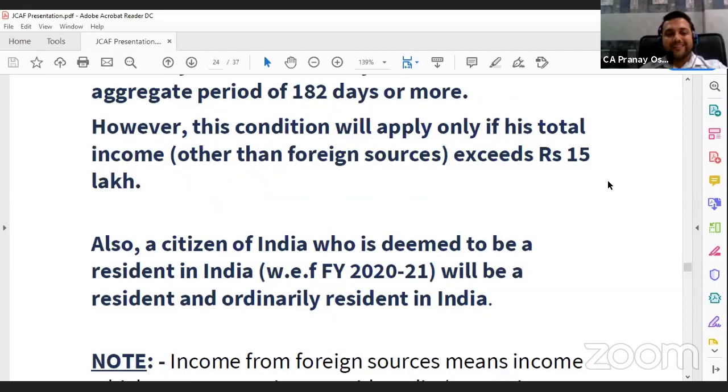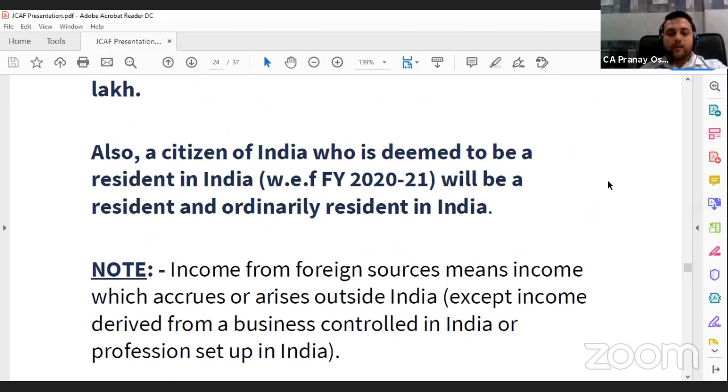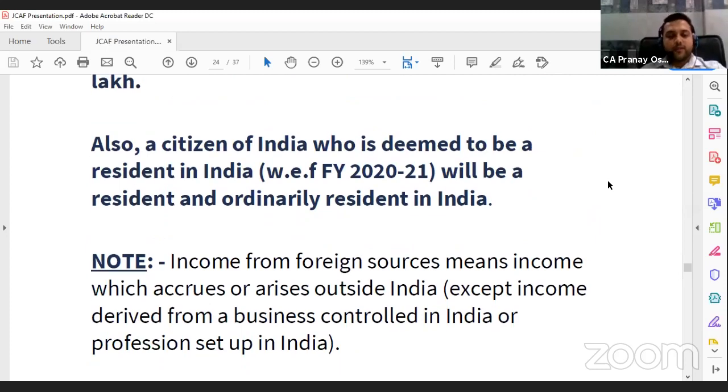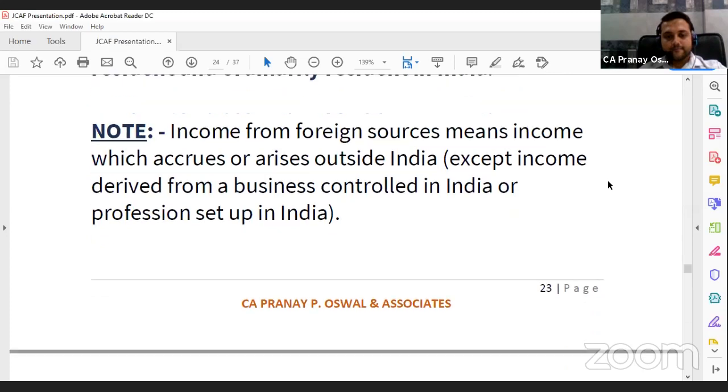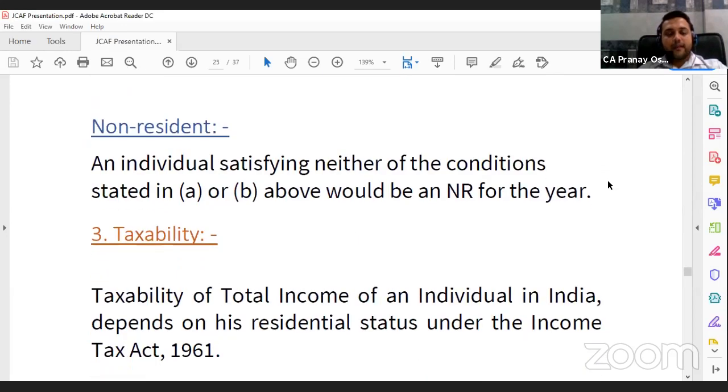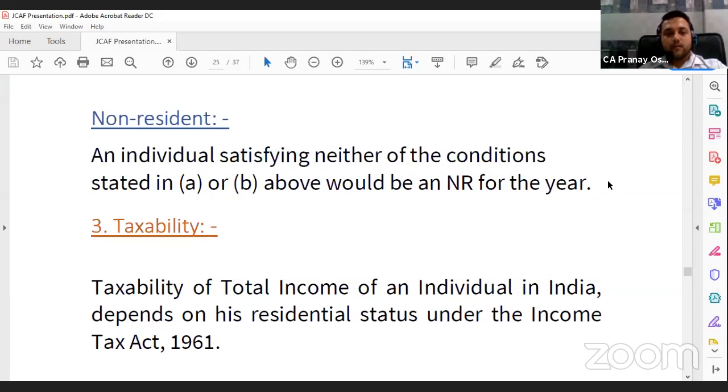And also, a citizen of India who is deemed to be a resident in India with effect from financial year 2021 will be a resident and ordinary resident in India. Here, an important point to note is that income from foreign sources means income which accrues or arises outside India, except income derived from a business controlled in India or a profession set up in India. And if an individual satisfies neither of the conditions as stated above in A or B, then he would be a non-resident for that particular financial year.